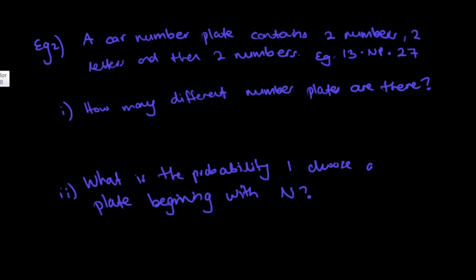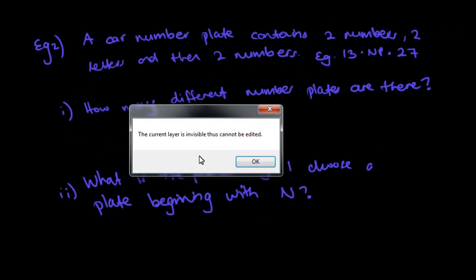Okay, the very last question is neither a combination nor a permutation question, so neither an nCr nor an nPr question. It's a little bit different. We've got a car number plate that contains 2 numbers, 2 letters, and then 2 numbers. So 13 NP 27, it's an example. How many different plates are there?